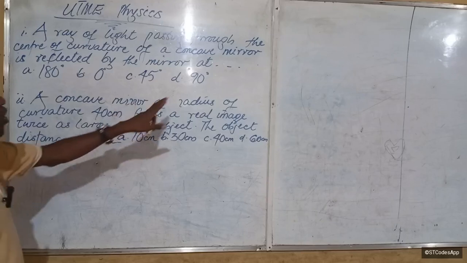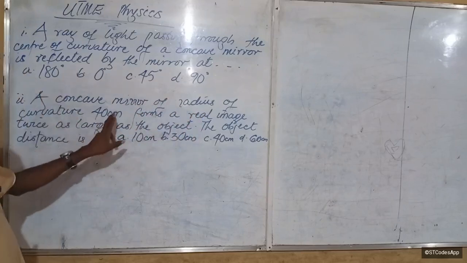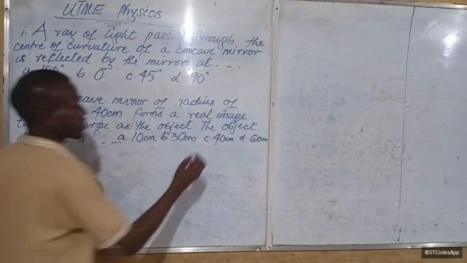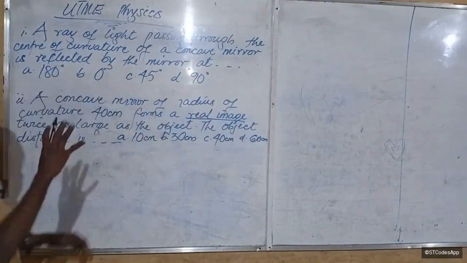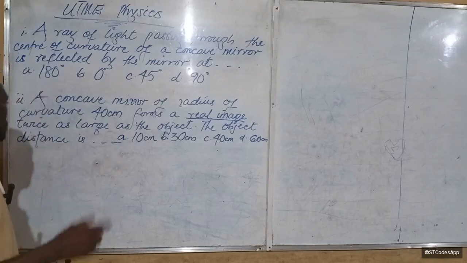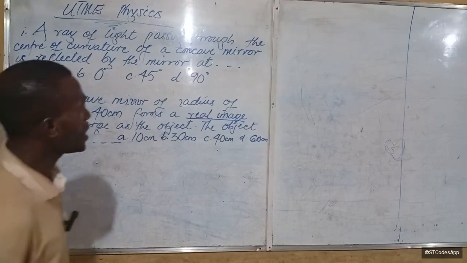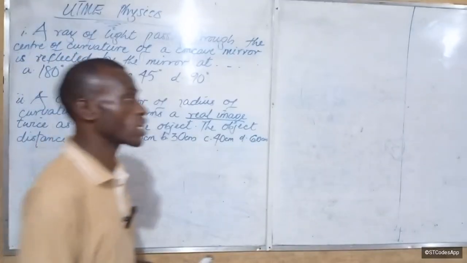Now, a concave mirror of radius of curvature 40 centimeter forms a real image twice as large. You must understand the concept of real image here, so let's underline that, as the object distance is now what? Okay. Now let's go back to image formation on the concave mirror.